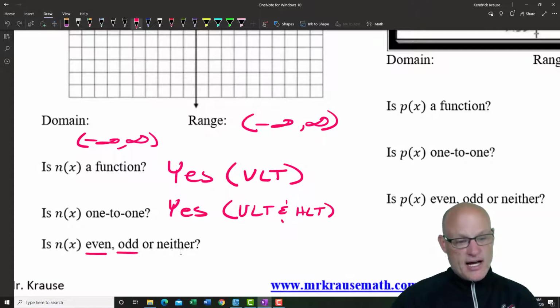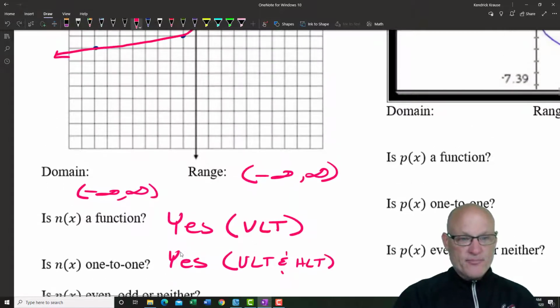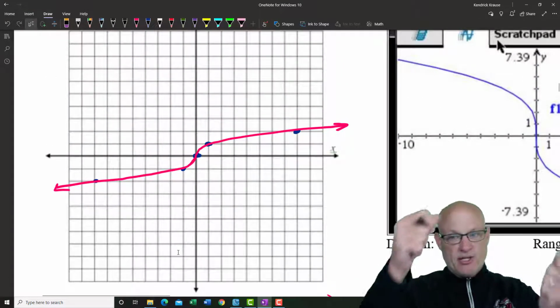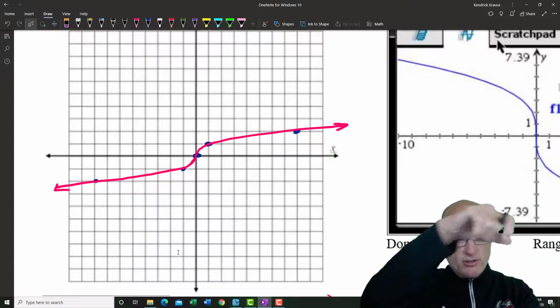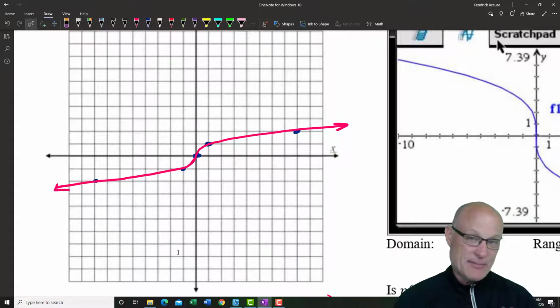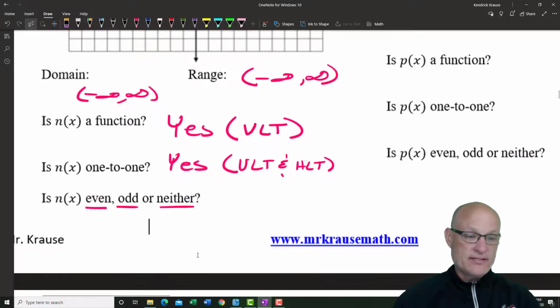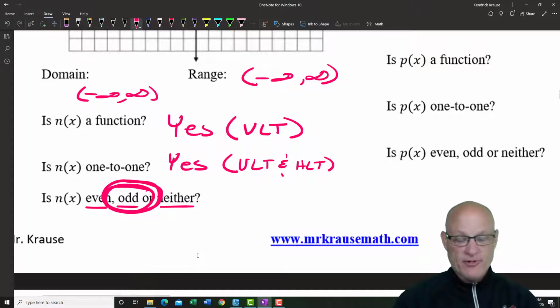And is it even, odd, or neither? Interesting. So if you've got your paper in front of you, you could take this thing and just turn it upside down. Go ahead and do that. Turn it upside down. Is it the exact same picture? Oh, yeah. Remember, that is the test for an odd function. So this is an odd function.